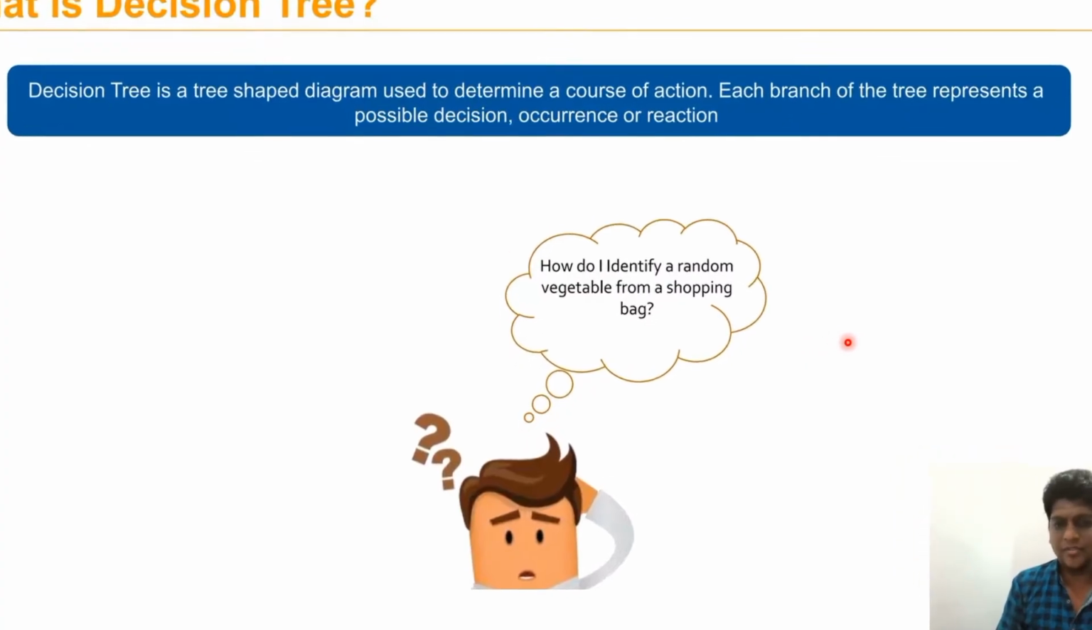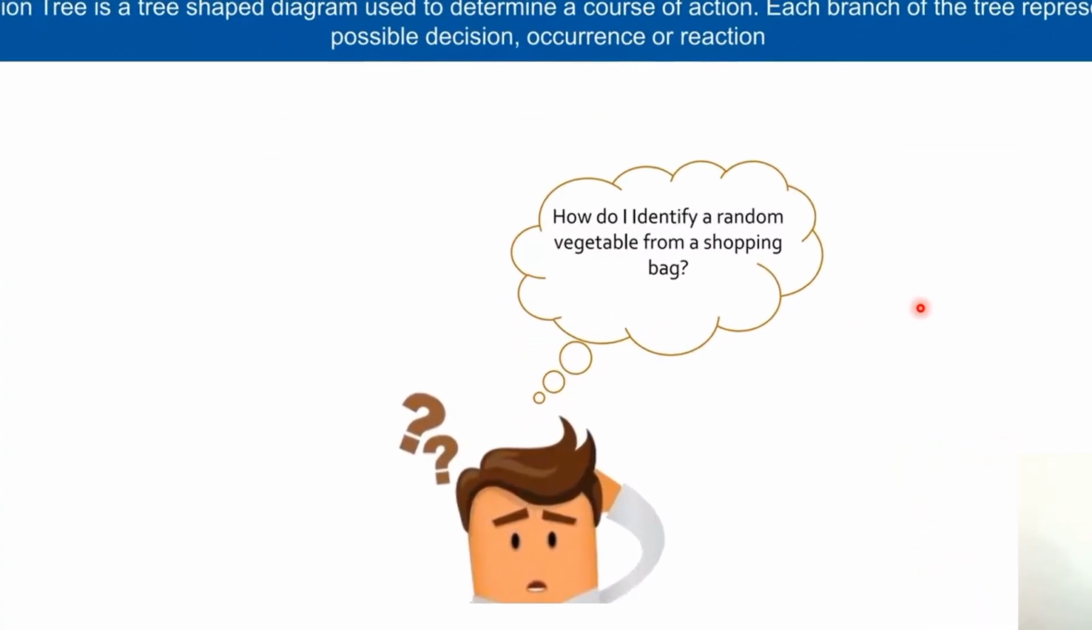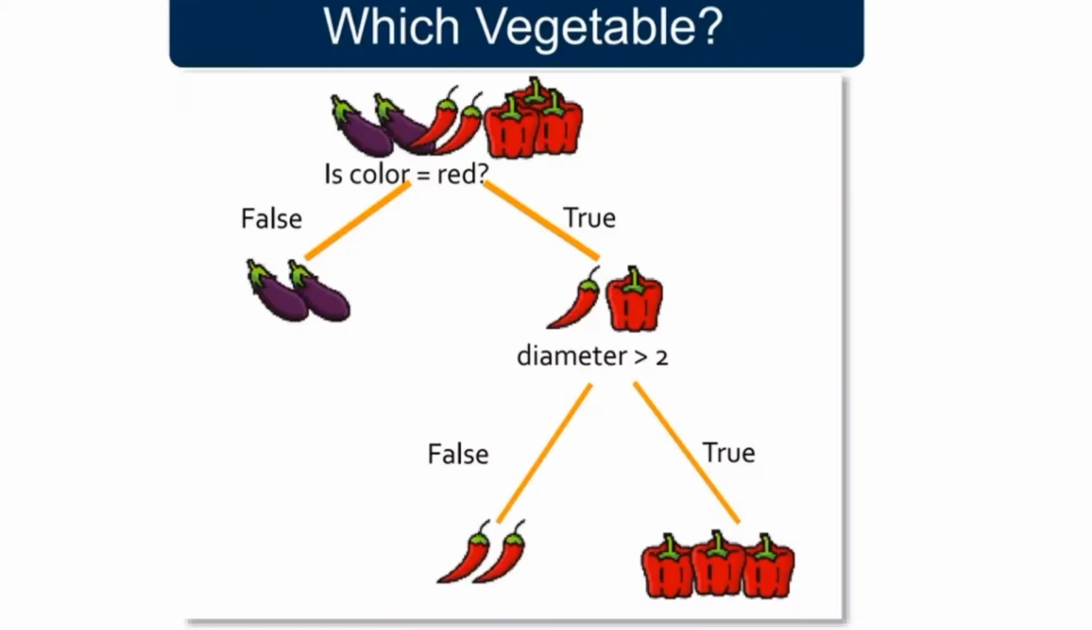Example: how can I identify a random vegetable from a shopping bag? I have three types of vegetables: brinjal, red chilli, and capsicum. Now I have to identify one particular type of vegetable. How can I classify this? Based on the color, I classify. So this is violet color and red color. If the color is red, it is true, so chilli and capsicum come under this. If it is false, then brinjal goes to this side.